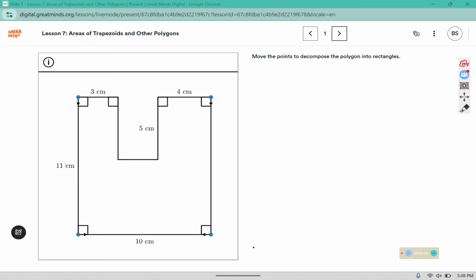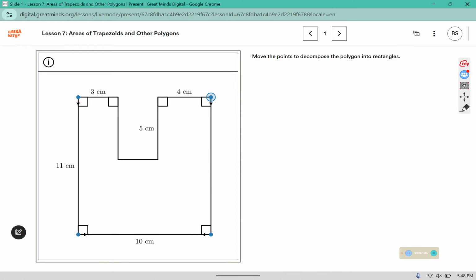This is a digital lesson. If your teacher does not have it open through Great Minds, you can just follow along in the video and take notes in your workbook. Slide 1 says, move the points to decompose the polygon into rectangles. So I'm going to move this point over, or down to cut it into a rectangle. You could also create rectangles going this direction if you prefer by sliding the points over. The choice is up to you, but we need to cut it into rectangles.